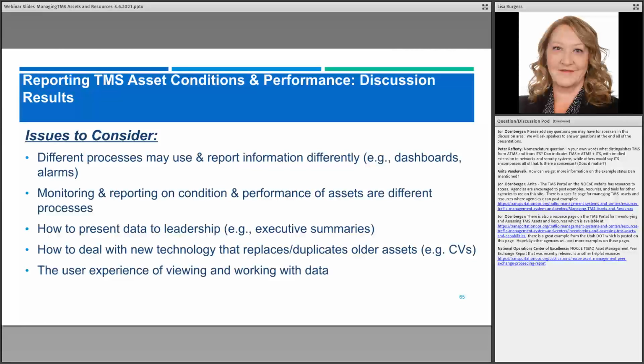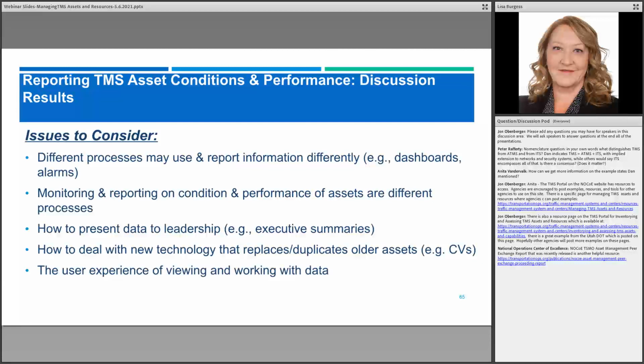A very important topic, this third bullet here, across this breakout group and just in the community in general, is how do we now present this data to leadership? How do we present this information in a way that really highlights the importance and the need for continued focus on TMS asset management? Leadership is one very important audience, but there are multiple audiences that use and rely on this information. As we've heard from some of the presenters, oftentimes this data is used to support maintenance contractor activities and contractor prioritization.